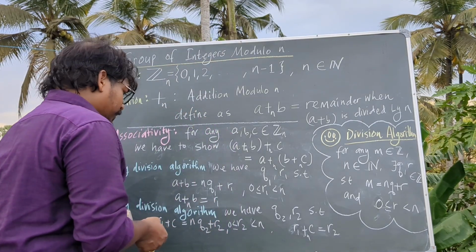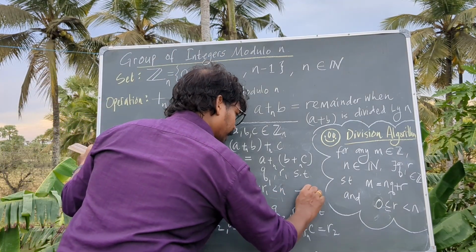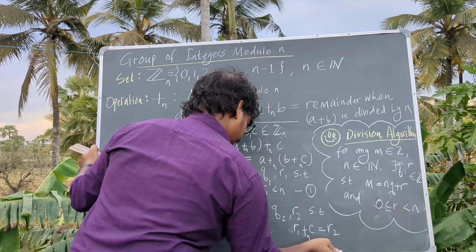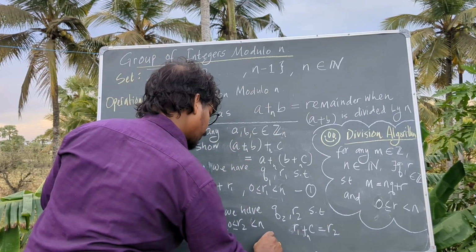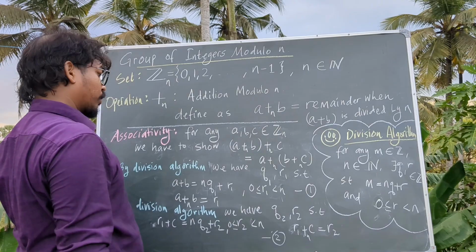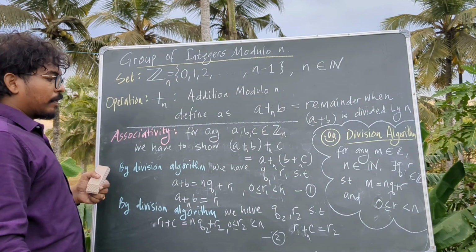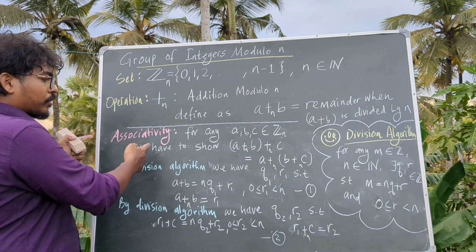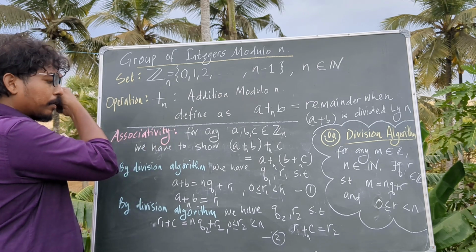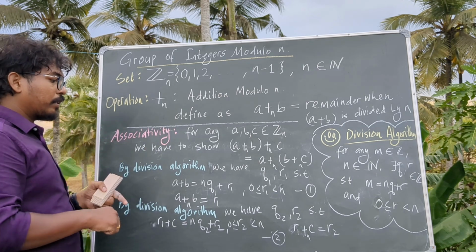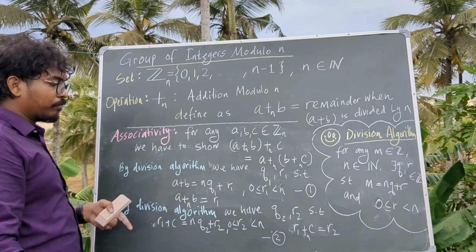Let me name this 1, this is 2. Let us erase the first two lines of associativity, because we are running out of our green board.